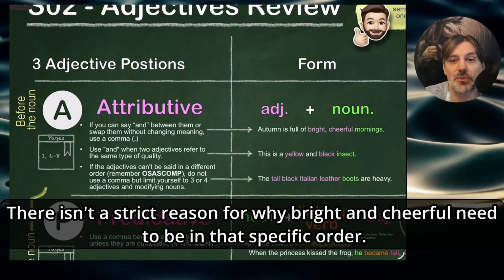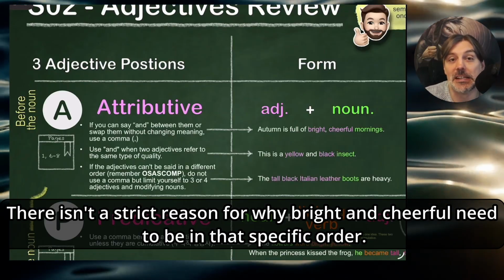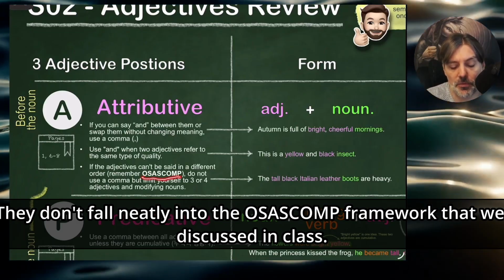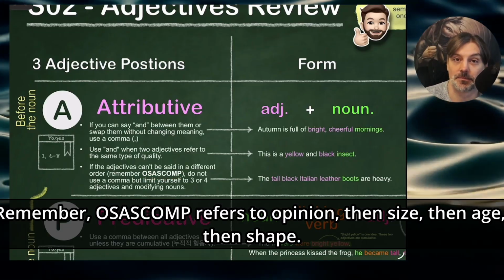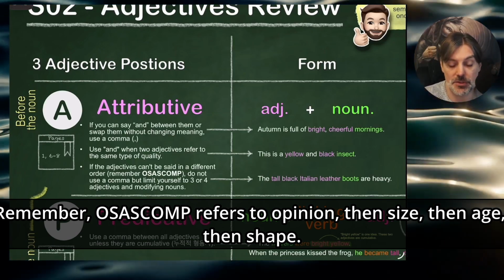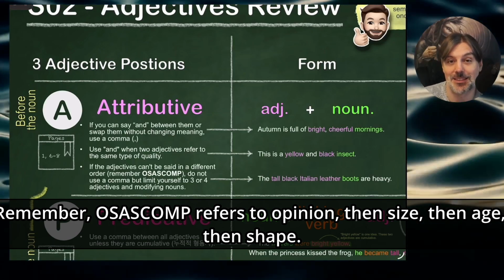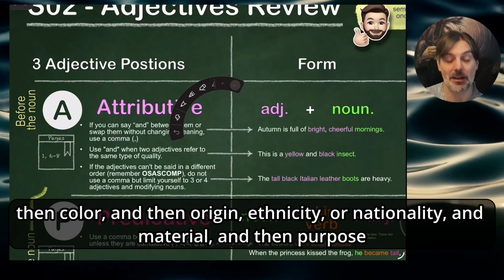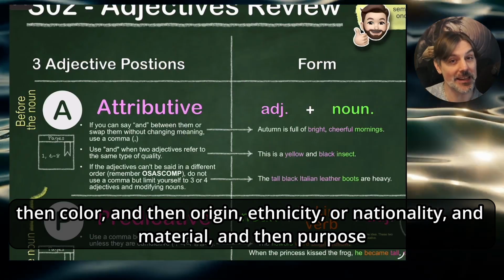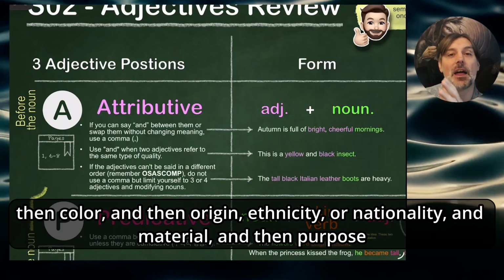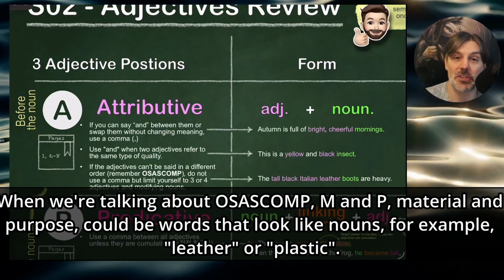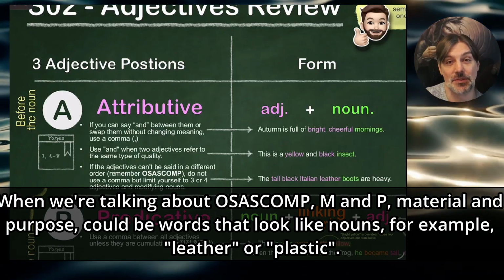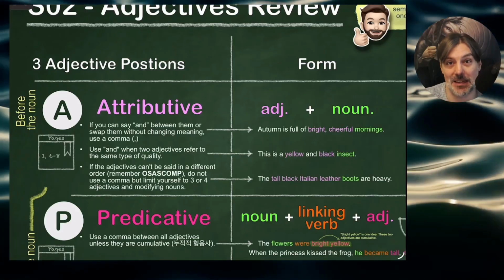There isn't a strict reason for why bright and cheerful need to be in that specific order. They don't fall neatly into the Ossoscomp framework that we discussed in class. Remember, Ossoscomp refers to opinion, then size, then age, then shape, then color, and then origin, ethnicity or nationality, and material, and then purpose. When we're talking about Ossoscomp, M and P, material and purpose, could be words that look like nouns. For example, leather or plastic.